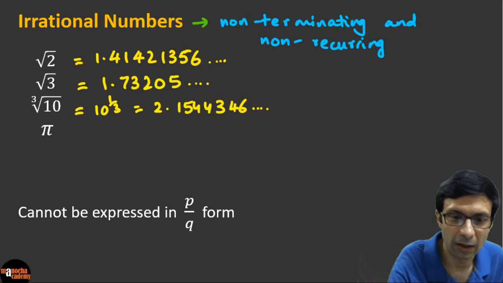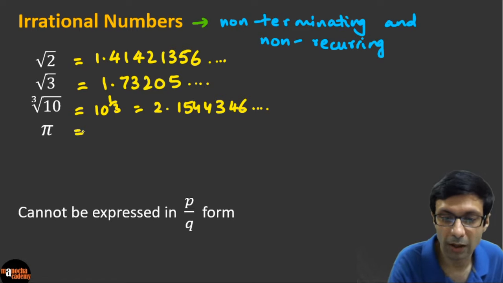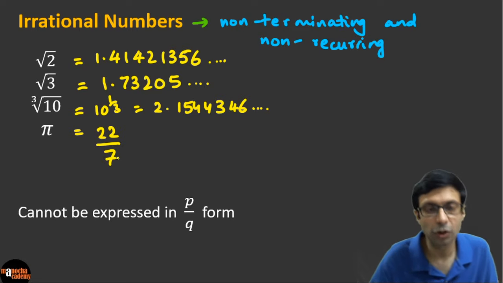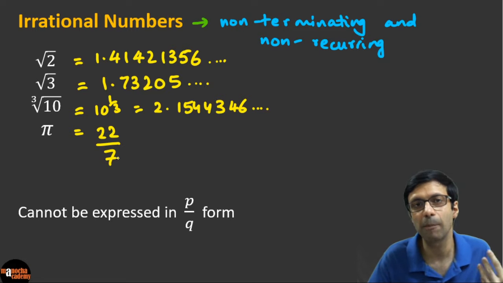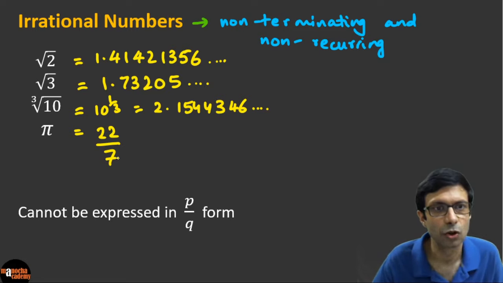Okay, and pi also. So please remember, pi, normally you guys might be thinking we write pi as 22 by 7, right? So my question is, 22 by 7, is that a rational? So then why do we say pi is irrational? So do you guys know here?